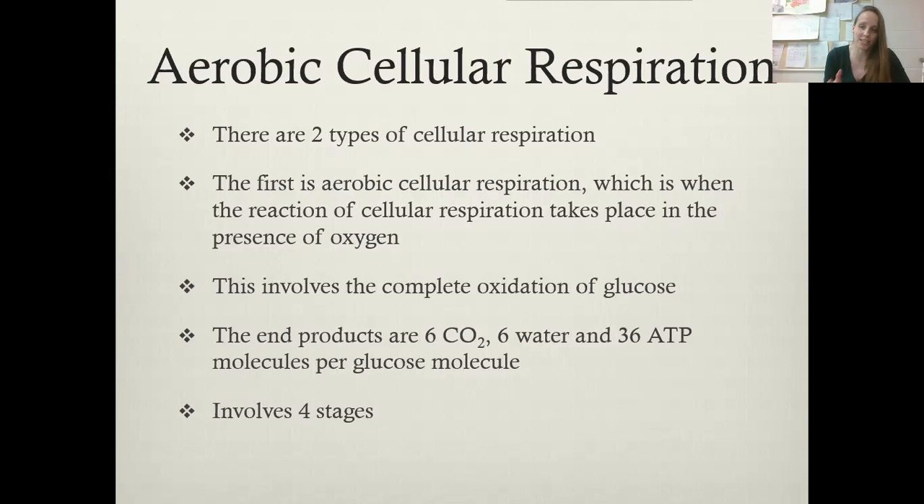So this is where the 36% efficient comes in. If we're doing aerobic cellular respiration, it is 36% efficient. We will get 36 ATP from the glucose. And it does involve 4 stages, the first of which is glycolysis. We're going to talk about that later this lesson.